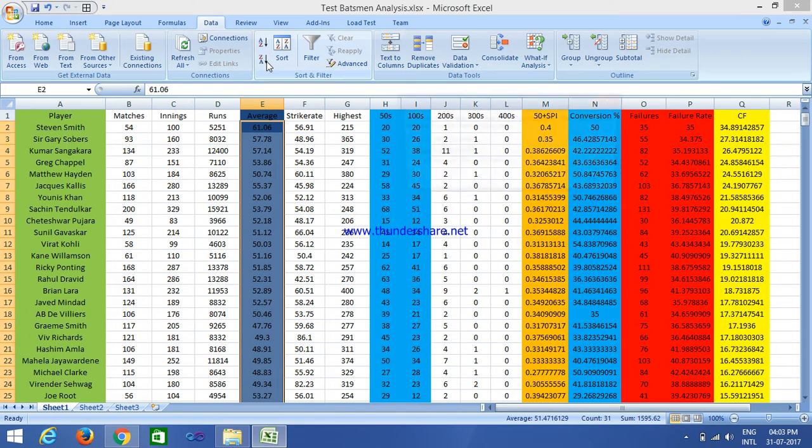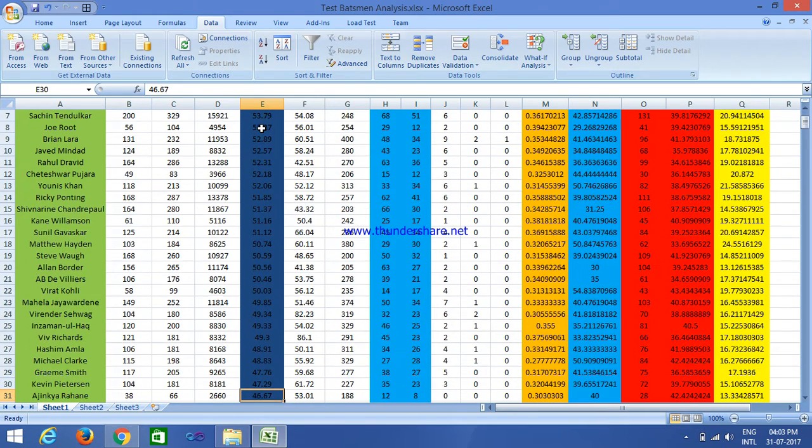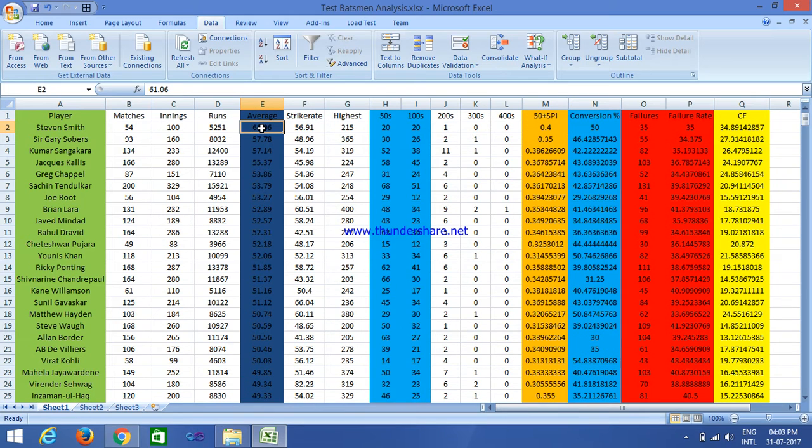Here we go, data, descending order. Now the highest average is for Steven Smith, as you can see. Sir Gary Sobers, Kumar Sangakkara. You can just have a look around here. But if you see the top batsmen, they're actually in the consistency factor order only. So only we have Joe Root, who's actually on number 8 in terms of average.